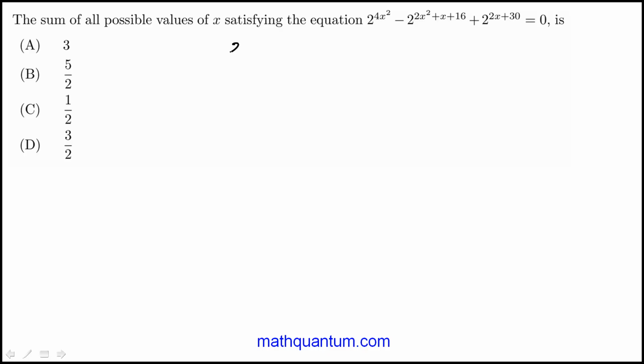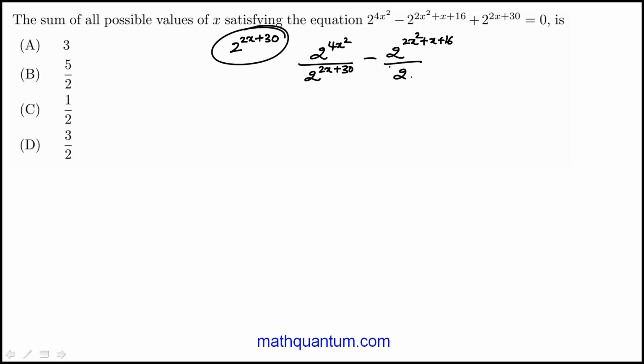So here we'll start by dividing both sides by 2 to the power of 2x plus 30. I don't know what the motivation for that is, but I guess the idea was to see if bringing this in the denominator and subtracting gives you something easier to deal with. I think that was my motivation. So we'll subtract those. So the exponents: 4x squared minus 2x minus 30.